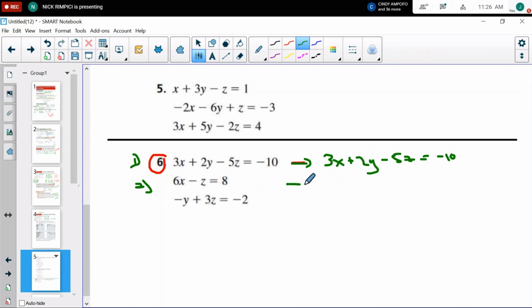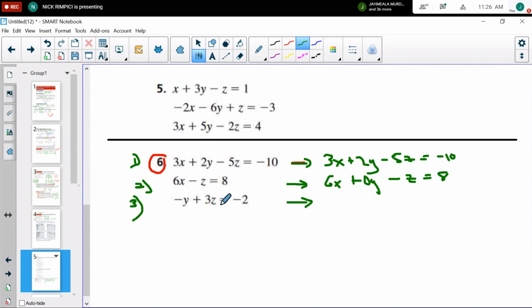Okay, the second statement. Somebody want to help me with statement two? What's wrong with it? Y is missing. So how do I write this if y is missing? 0y. So 6x, then I have to put 0y, because y is missing, minus z equals 8. That's correct.